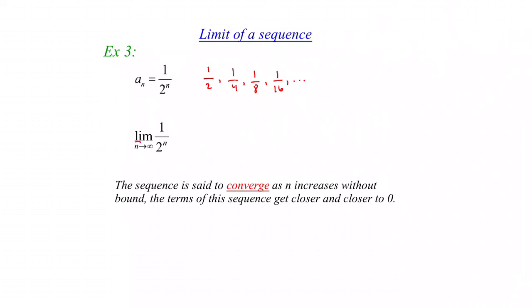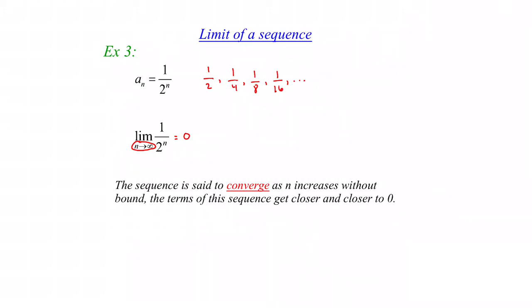So as n goes to infinity, as that term continues to get larger and larger, your fraction continues to get smaller and smaller. And so what value is it approaching? It's approaching 0. So the limit of the sequence 1 over 2 raised to the n power is equal to 0 when n is approaching infinity. So what is this? The sequence is said to, what we call, converge.